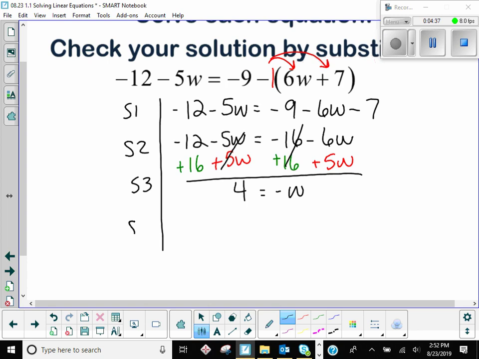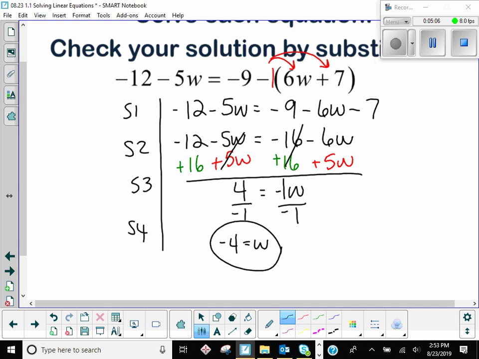That's the last step, which tells you to multiply or divide both sides by the coefficient to solve. And in this case, my coefficient is a -1. So I divide both sides by that. So -4 equals w. And I'm done with that problem. Okay. So pretty standard 2-step equation with the addition of distributive property.